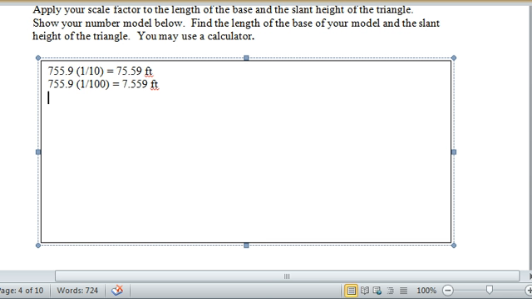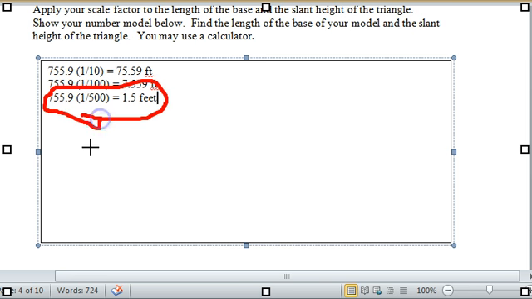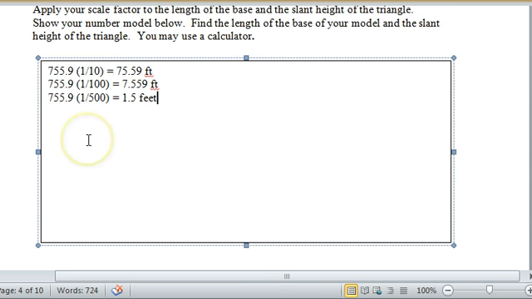Let's now try an even smaller scale factor of, let's say, 1/500. So we're going to do 755.9 times 1/500. This time, we get a base length of about 1.5 feet. That's going to be the one we're going to choose because it will fit on our foam board. Alright, so we have a winner. We're going to use a scale factor of 1/500.